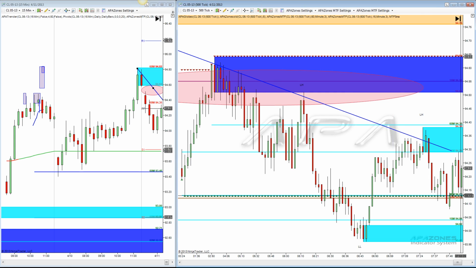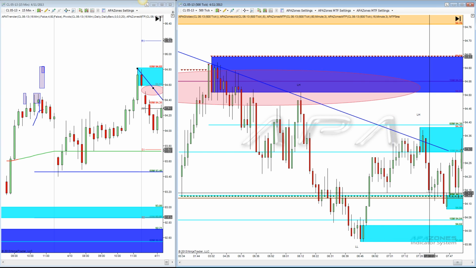Alright, so now we're down there at the Globex low again. Man, price really spends a lot of time bouncing off of that level here, right? So there's definitely some lines right there. And come back up again.